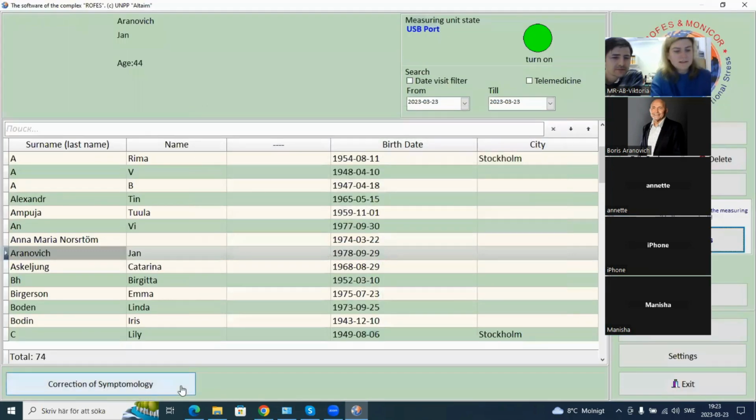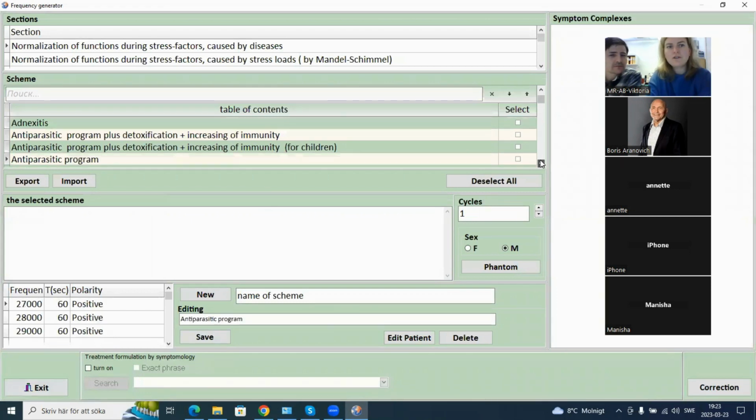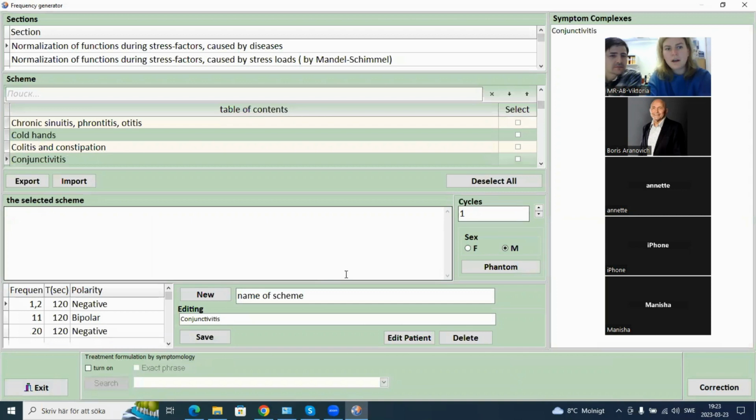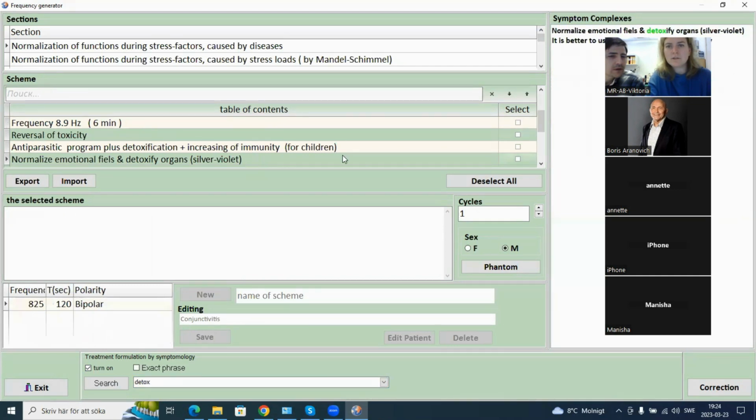Also, probably you want to know how to do this correction of symptomology. So that's what I was talking about. You can download here on the stripes, for example, detox for 14 days. So you have to make 28 or 30 of those stripes. Go to correction of symptomology. Here you can either check what you want on this list, or turn on the search mechanism, write detox and search, and it will show you the variations. For example, hepatic detox, heavy metal detox, emotional detox.